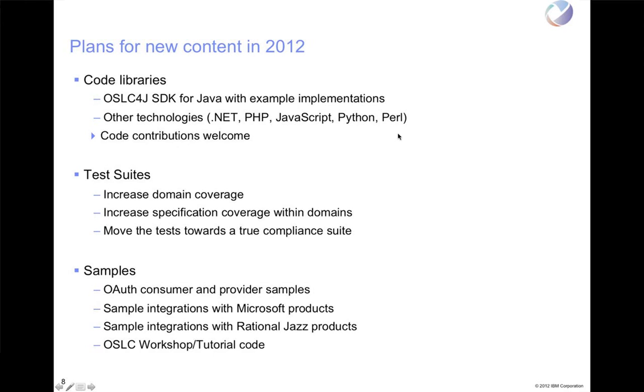Additional samples for 2012 that we'd like to see. Want to get some good samples around OAuth. Today, with the Bugzilla adapter, there's a very good example of using OAuth to integrate with other change management or any OSLC provider using OAuth. But we'd like some additional samples on the consumer side as well as the provider side to help people with that technology, as it's not always the most straightforward thing to deal with.